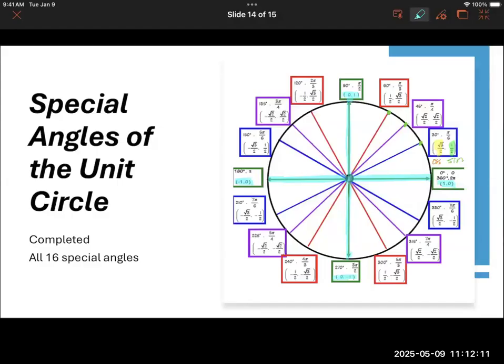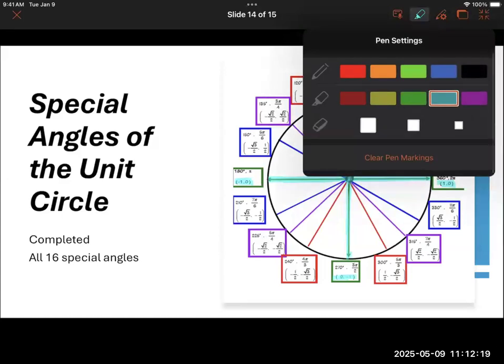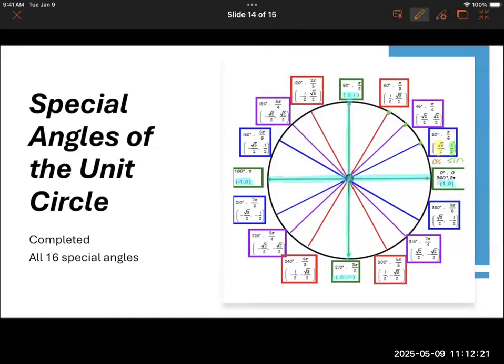Okay, so these 16 special angles are ones that you need to commit to memory if you have not done so already. These are going to be used in just about everything you do with trigonometry. So make sure that you are committing these to memory as much as you can.